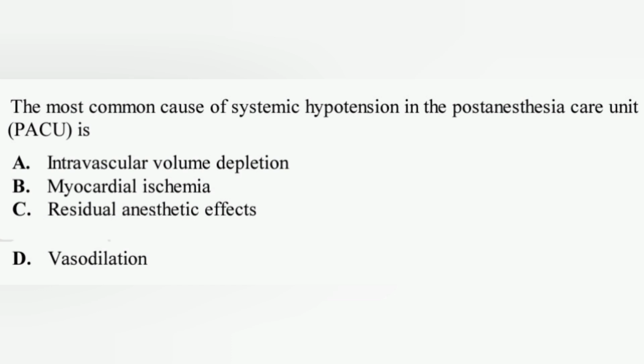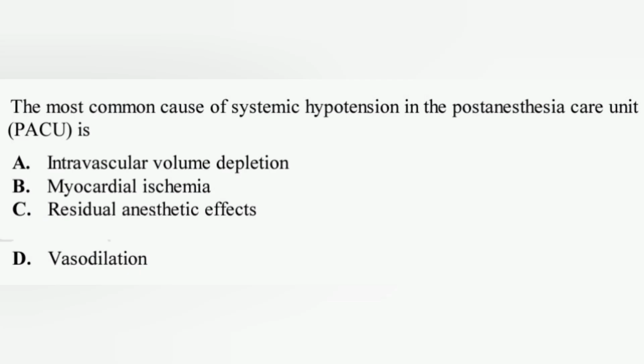The most common cause of systemic hypotension in the postoperative care unit is: intravascular volume depletion, myocardial ischemia, residual anesthetic effect, or vasodilatation. The correct answer is A. Intravascular volume depletion, or hypovolemia, is the most common cause of hypotension in the postoperative care unit.